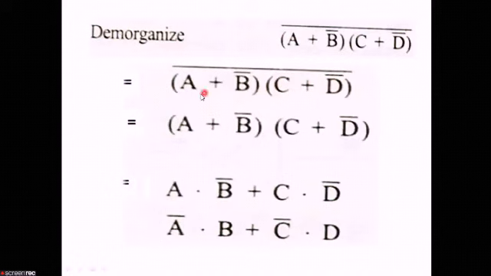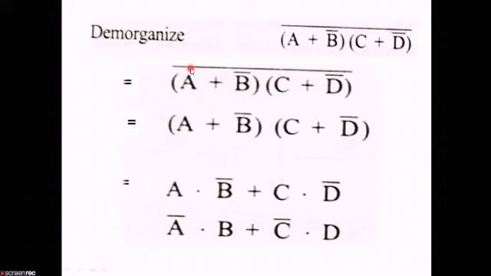Now, let us look here. This is the expression. The given function is (A plus B bar) into (C plus D bar), whole bar. So what will you do? First, complement the entire function. This step is nothing but complementing the entire function, which means removing the bar.